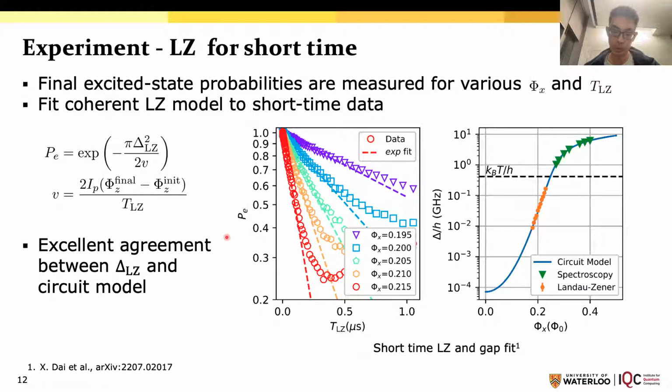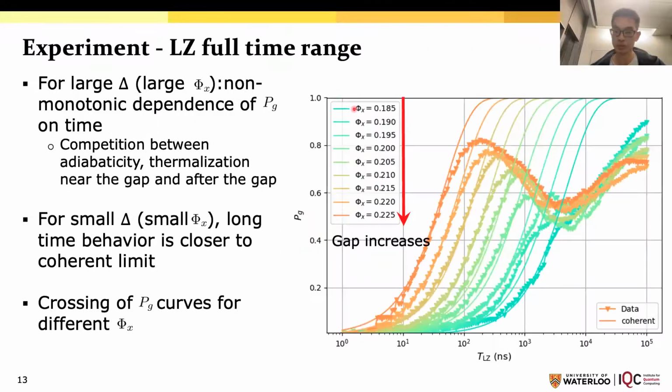After finishing the characterization, we start the Landau-Zener problem by just looking at the results for the short times. As I mentioned earlier, no matter whether you are in the weak or strong coupling limits, we'd always expect that at short times, the evolution will follow the coherent limit.